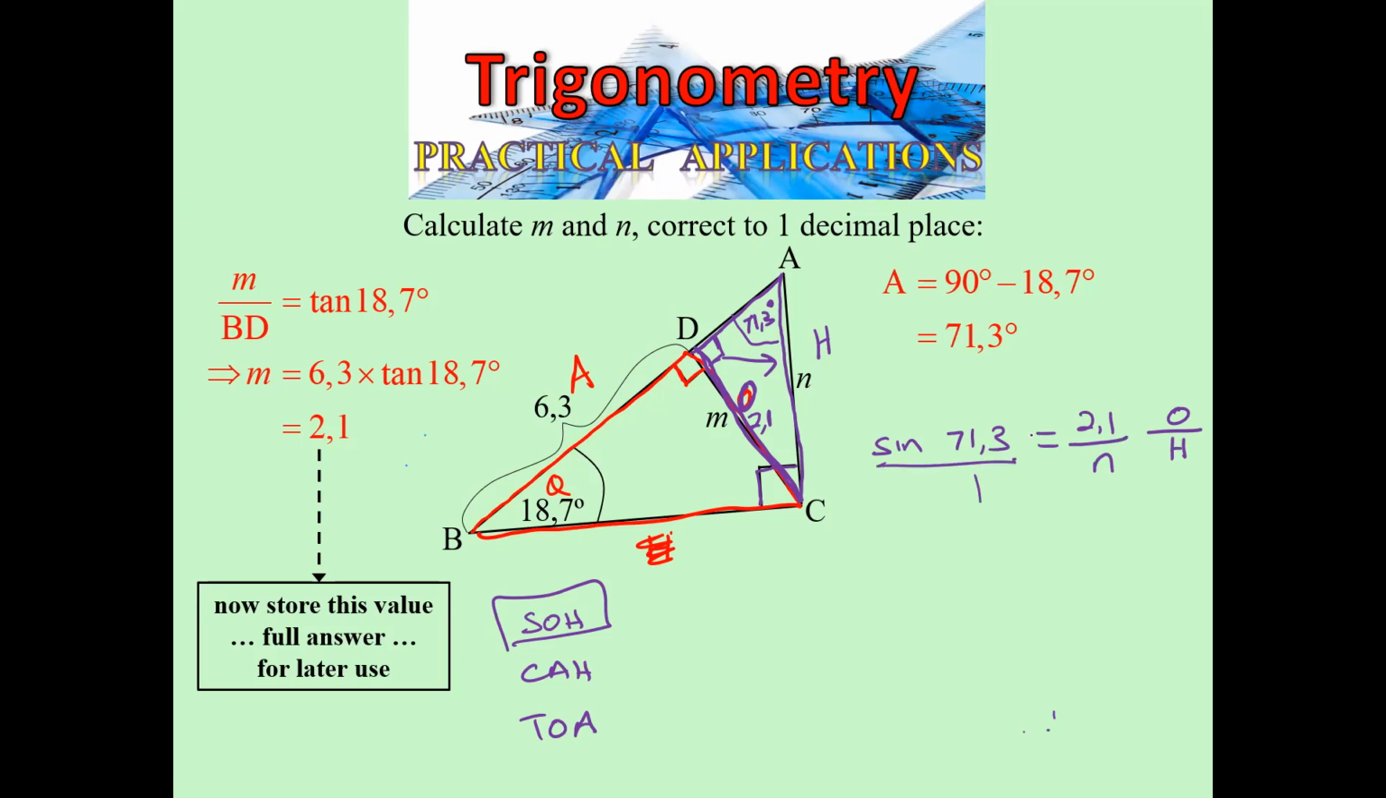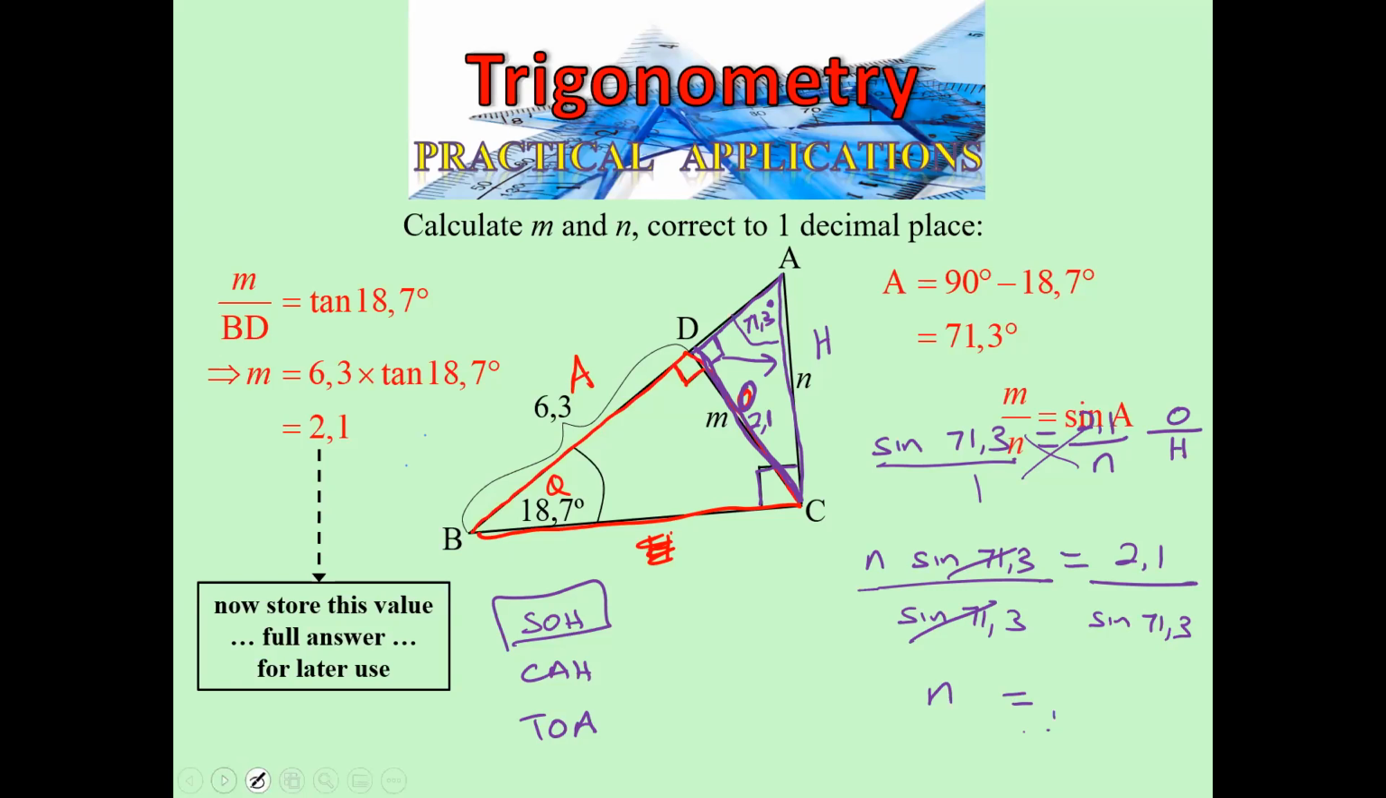So we're going to now use a cross multiplication technique, and we will get N sine 71.3 is equal to 2.1 times 1, which is 2.1. To find N, we're going to divide by sine 71.3. Someone take out a calculator and quickly help me out there. 2.2, sir. Can we have a confirmation on that? Yes, sir. We seem to have agreement there.